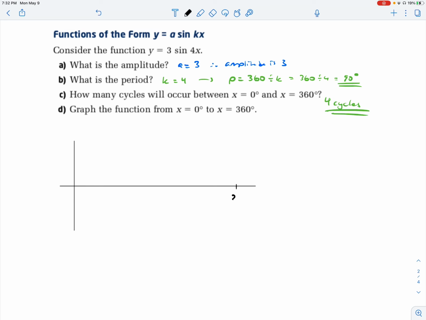Okay, and I'll mark off 360 here. I'm going to cut this in half, about right there. That's 180. Cut this in half, that's 90. In half there, that's 270. So we now have 4 sections. I am actually going to have 1 full cycle within each section. I drew that a little bit funny, but there'll be 4 full cycles.